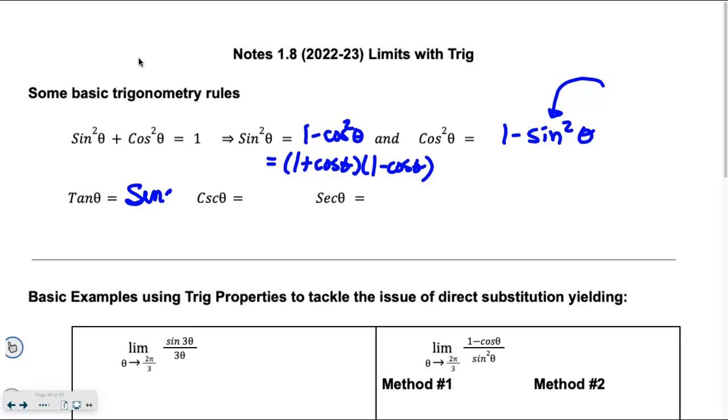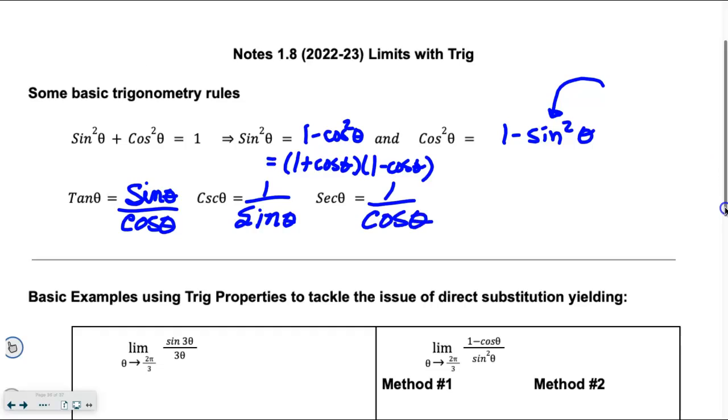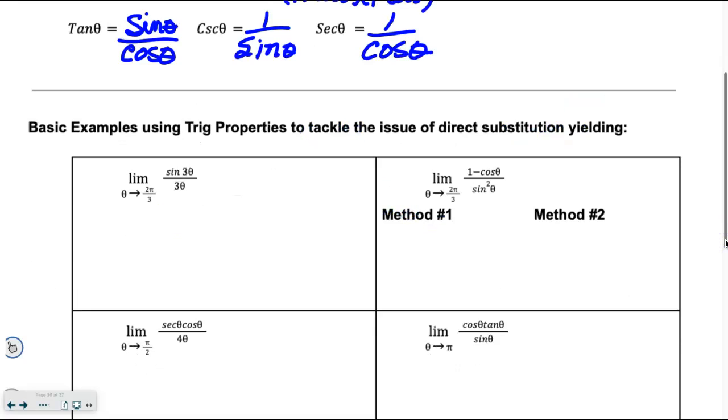Tangent theta can be replaced with sine over cosine. Cosecant, if you wanted to, can be replaced with, and I say if you wanted to, because if it works, great. If it doesn't, you have to try something else. So these are all some basic trig identities that you learned in pre-calculus.